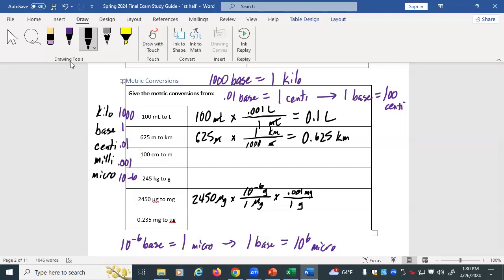Oh, I got that back. It's 0.001 grams per milligram. So if you do the calculation, 2,450 times 1 times 10 to the negative 6 divided by 0.001, you get 2.45 milligrams.